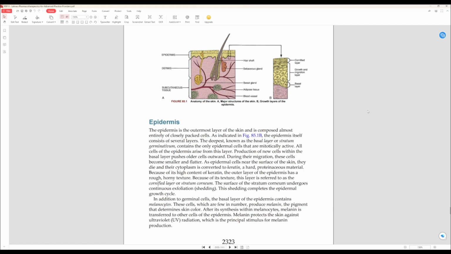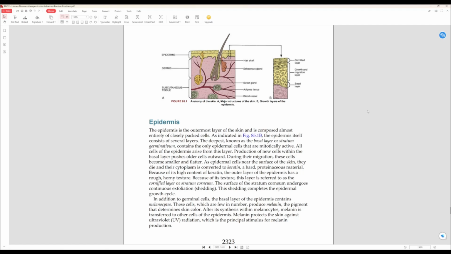The epidermis is again that outermost layer of the skin and is composed almost entirely of closely packed cells. So, again, as indicated in the figure here, the epidermis itself consists of several layers. The deepest one is the basal layer, or stratum germinativum, which contains the only epidermal cells that are mitotically active. All cells of the epidermis arise from this layer. Production of new cells within the basal layer pushes older cells outward. During their migration, these cells become smaller and flatter.